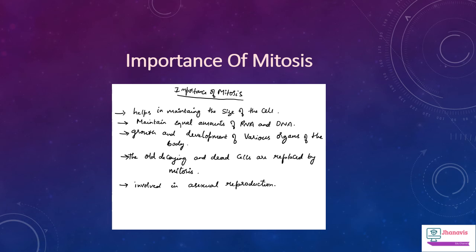Now we will study the importance of mitosis with the help of the chart. Here you can see the importance of mitosis. It helps in maintaining the size of the cell and maintains equal amounts of RNA and DNA. It helps in growth and development of various organs of the body. It helps in removing old decayed cells and dead cells from the body and is involved in asexual reproduction in a few animals.